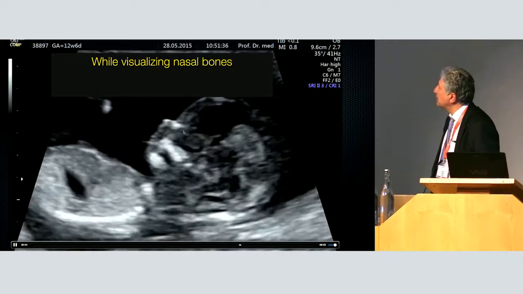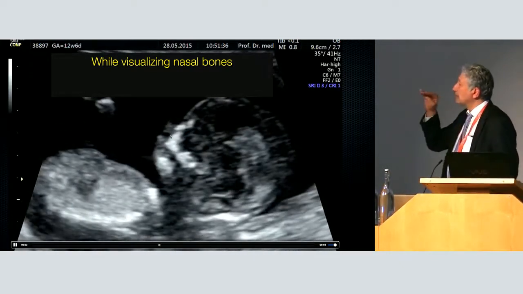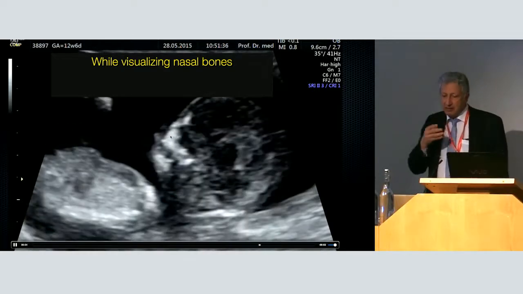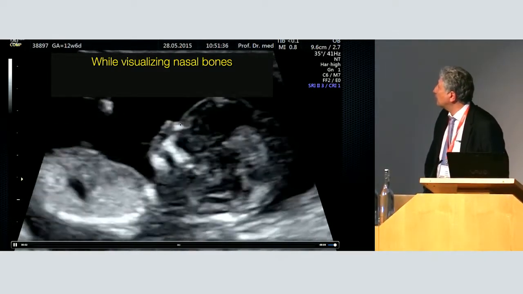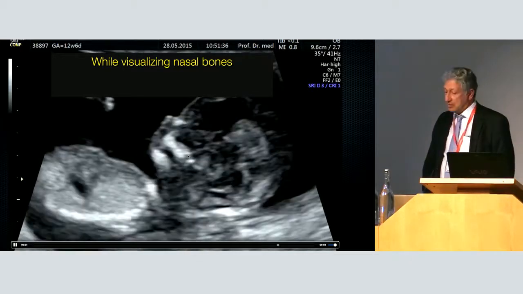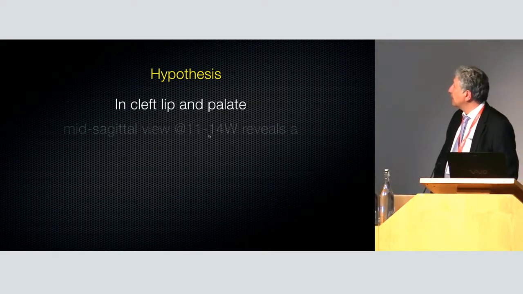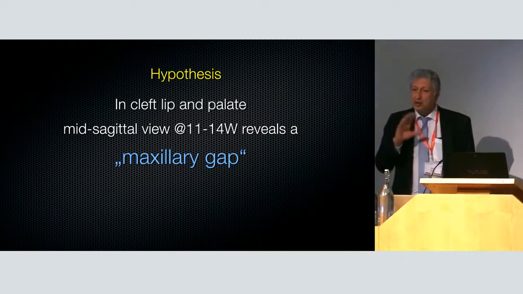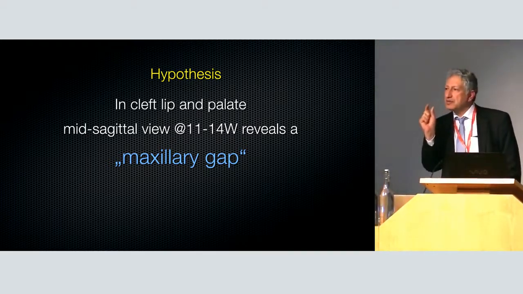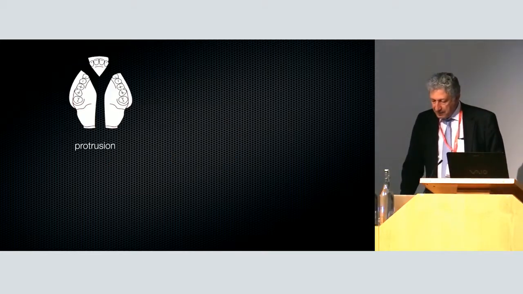But what we are doing here, indirectly, we are also scanning or screening the maxilla in this sagittal view. So you are not only looking at the nasal bone, but you are also screening the maxilla. And this is why the hypothesis was that in cleft lip and palate, in the mid-sagittal view, between 11 and 14 weeks, you may have a maxillary gap, a gap in the maxilla showing that there is a cleft lip and palate.